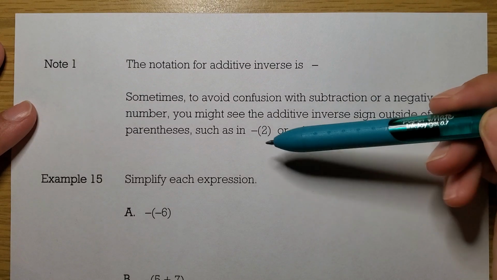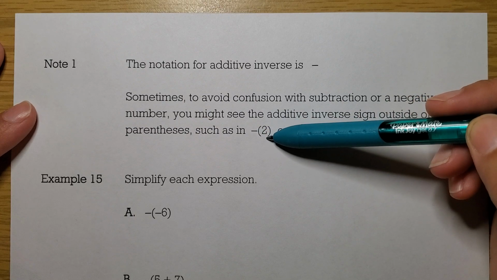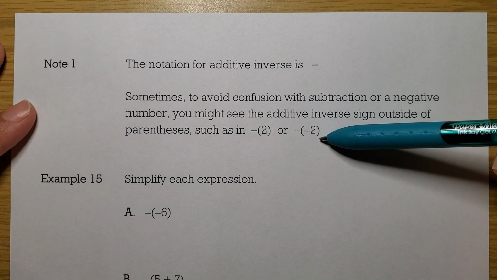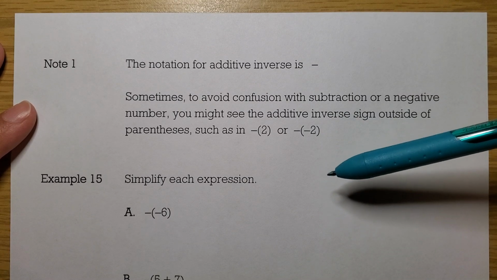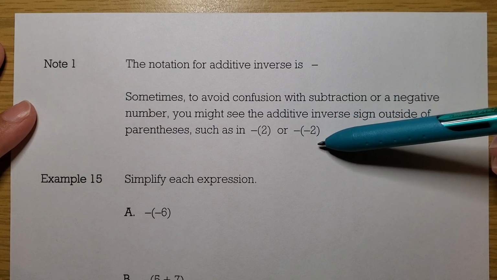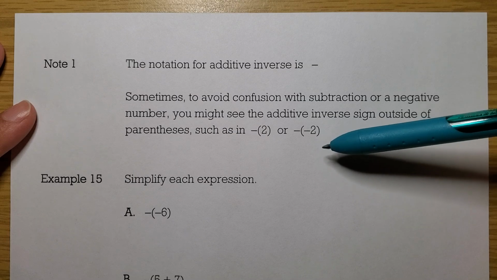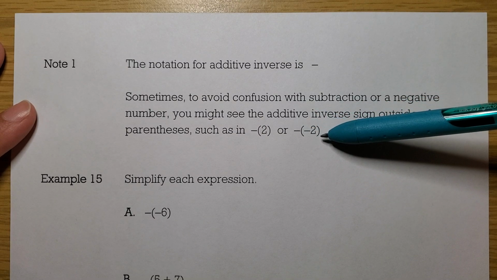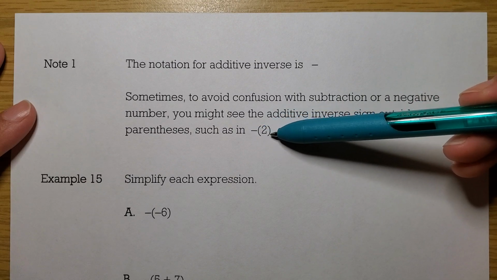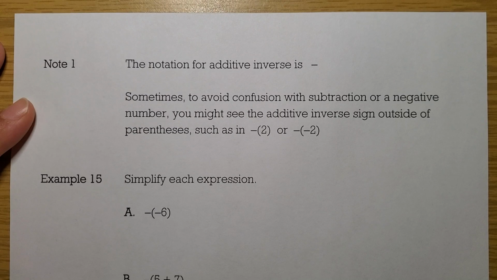So sometimes you might see a number written this way. So that will say the additive inverse of 2. Or this way, we would say the additive inverse of -2. Colloquially, we have a tendency to say "negative 2" or "minus 2." But let's practice using that vocabulary of additive inverse. The additive inverse of -2 or the additive inverse of +2. That's how we're going to treat that notation.